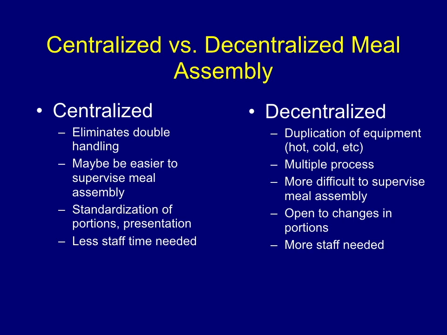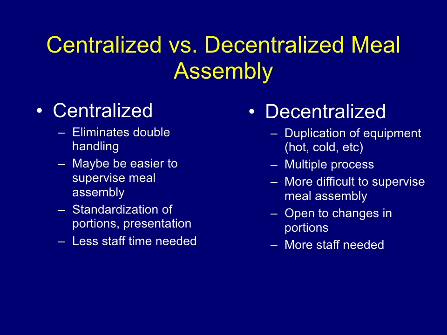In a decentralized process, you need duplication of equipment. You need to produce it and keep it hot in the kitchen. Then you need a way to keep it hot and portion it out and serve it at the decentralized location, perhaps up on a floor or in a unit. It's a multiple process, so preparing in one location, carting the food, then putting it all together in another location.